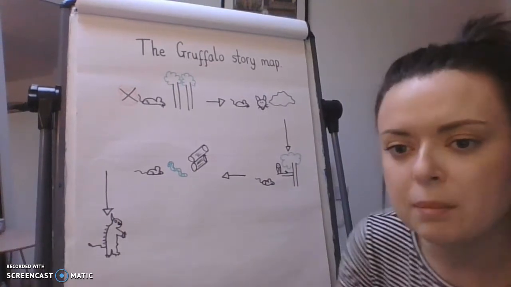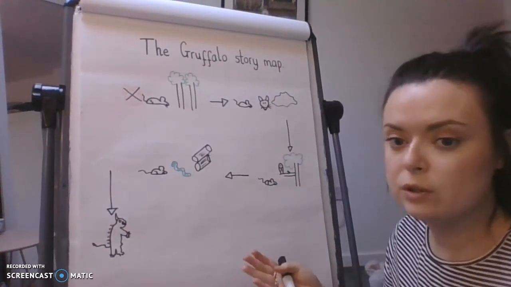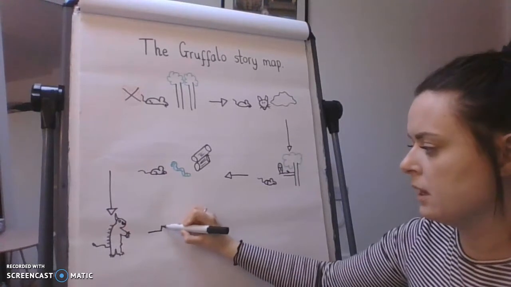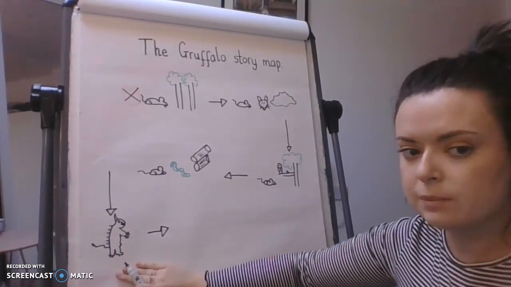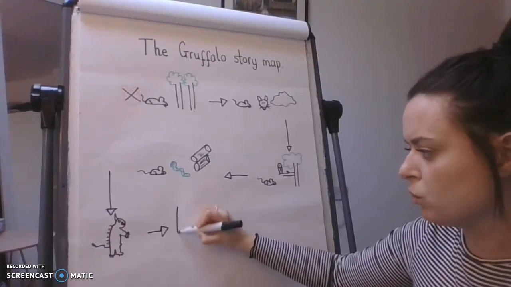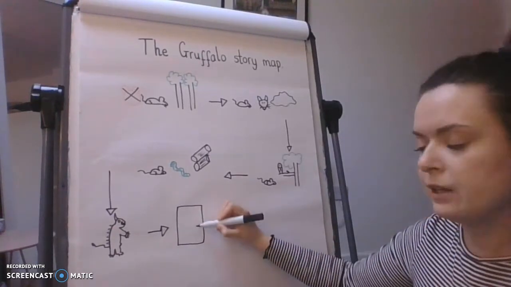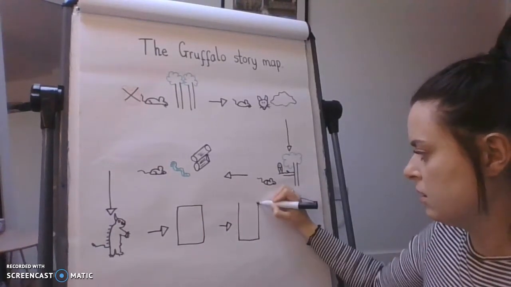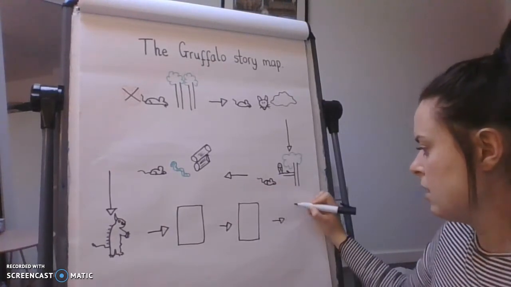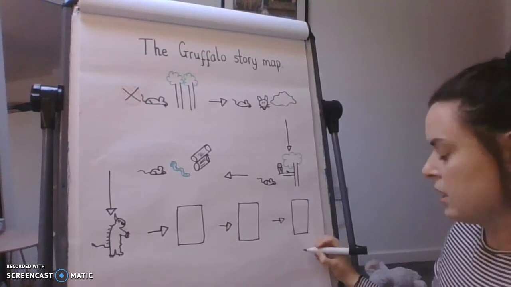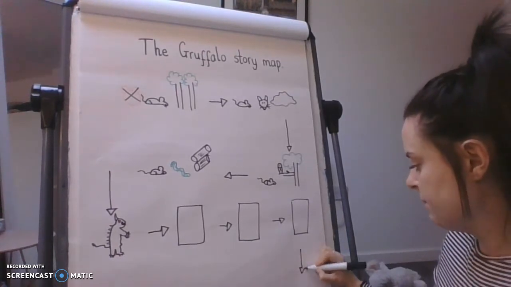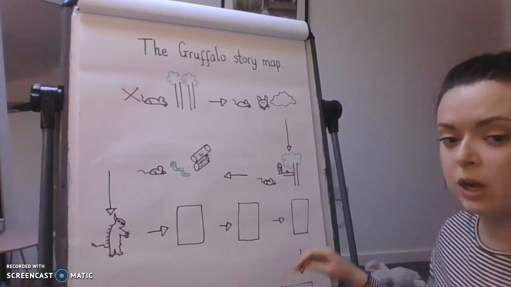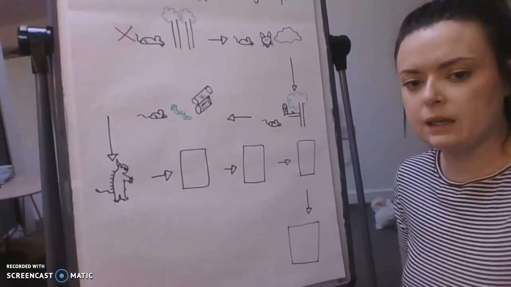Okay. Now I'm going to stop my story map there because what I want you to do is I want you to have a go at filling in the rest. So I'll draw some boxes to help you. So after the mouse has met the Gruffalo and they have a conversation, what do they decide to do? They go back into the woods, don't they? Who do they come across first? Next, they come across somebody else. Then they come across somebody else. And finally, what happens? Okay, so that's your challenge. I want you to get that last little box in.